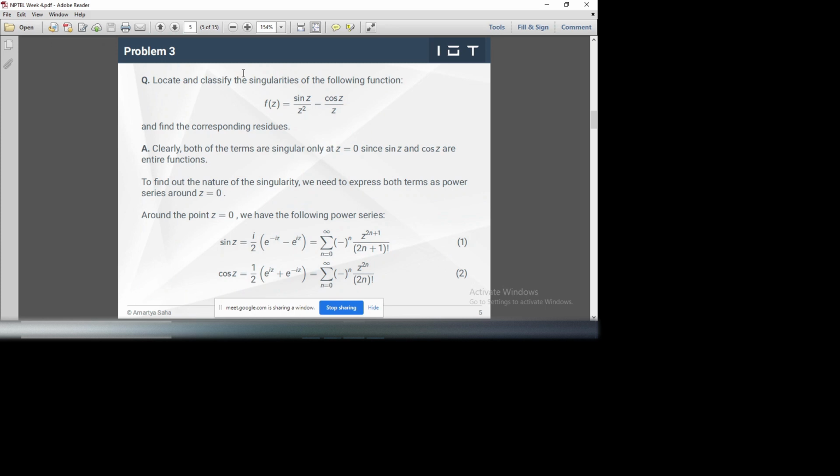So that is why z equal to 0 is a removable singularity, and since it's a removable singularity, it has no residue, because residue is the coefficient of the simple pole, like the z to the power minus 1 term. That kind of term is absent here, so there is no residue. So we have a singularity at z equal to 0, and that is a removable singularity, and hence there is no residue. So that is the answer.